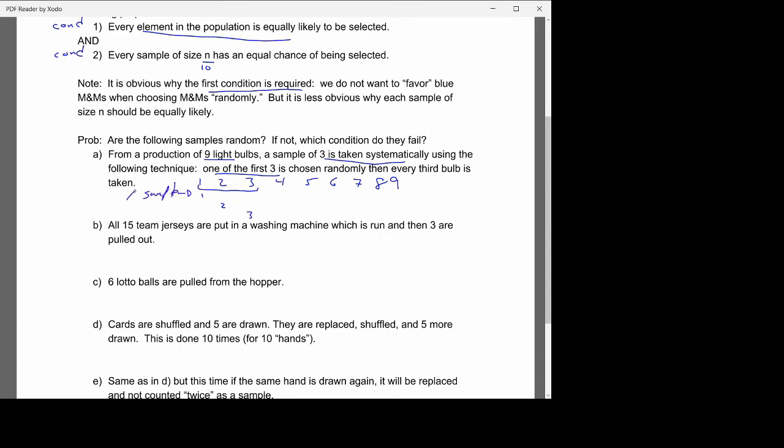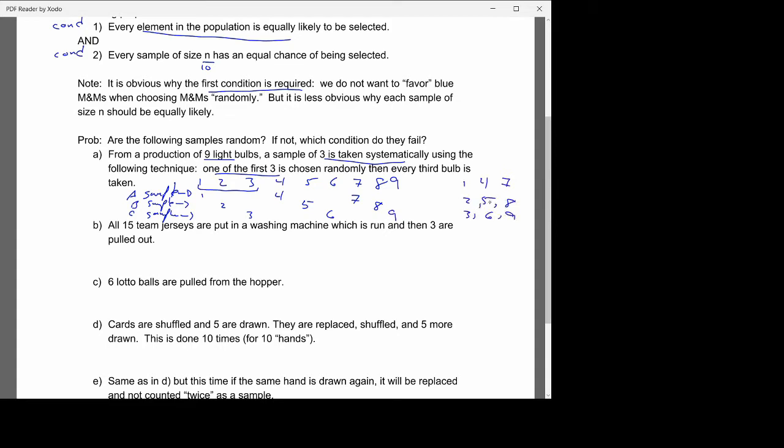When we sample, if we chose 1, we'll call this sample A, and B, and C. For A, if you randomly chose 1 here, then every third one, you get 4, and 7, and that's it. If you started with 2, if that was one of the first 3 randomly chosen, then every third, you get 5 and 8. And then 3 would be 6 and 9. So your samples could have the first, 4th, and 7th bulb, the 2nd, 5th, and 8th bulb, or the 3rd, 6th, and 9th bulb.